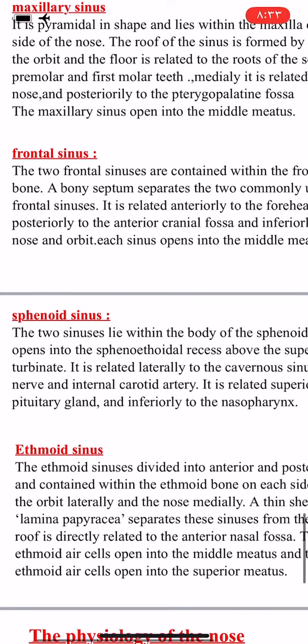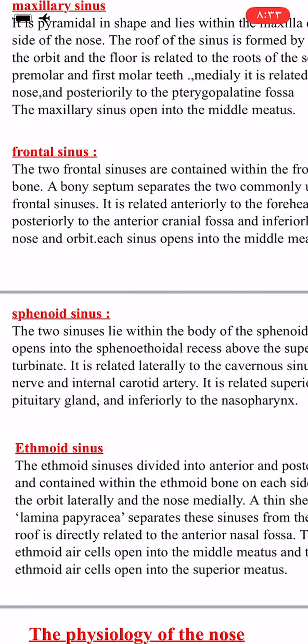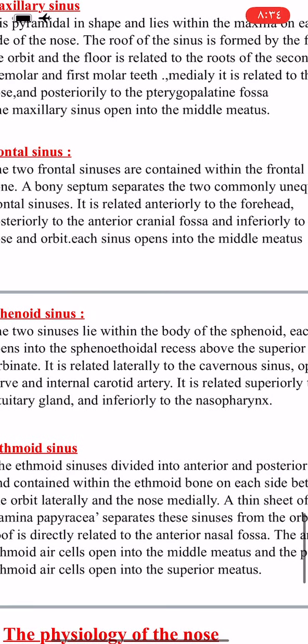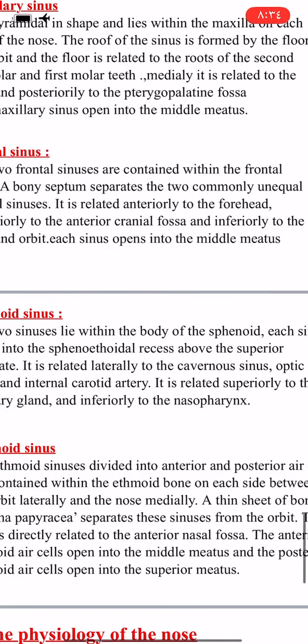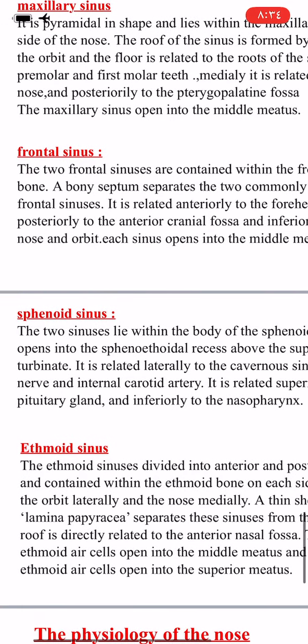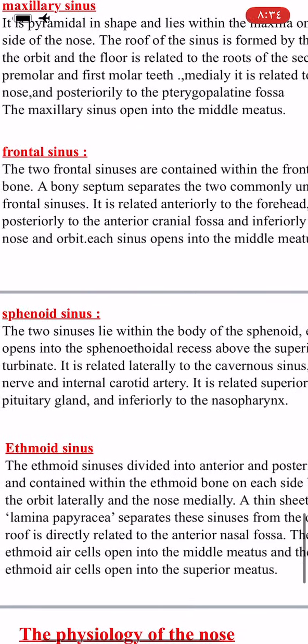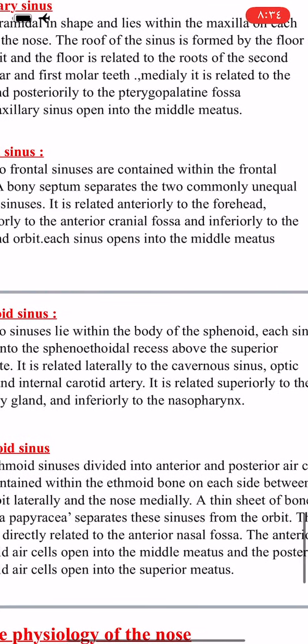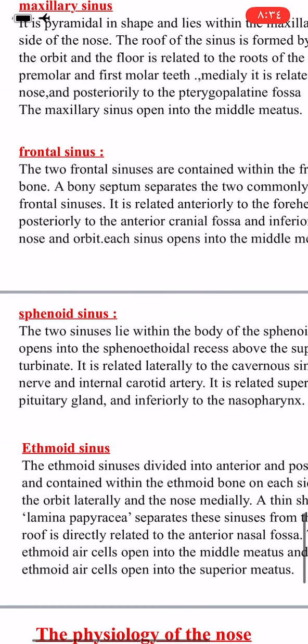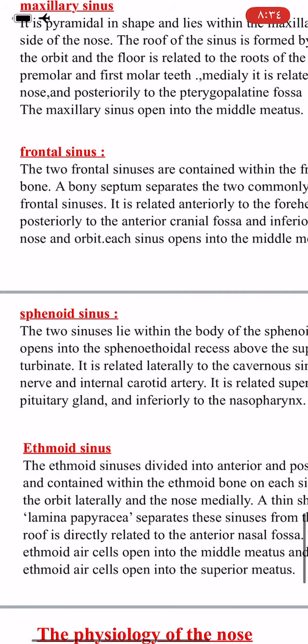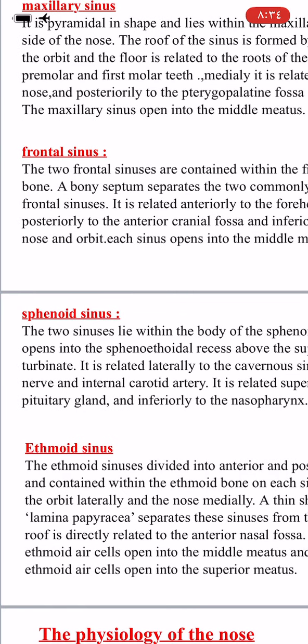Frontal sinus. The 2 frontal sinuses are contained within the frontal bone. A bony septum separates the 2 sinuses, commonly unequal. It is related anteriorly to the forehead, posteriorly to the anterior cranial fossa, and inferiorly to the nose and the orbit. Each sinus opens into the middle meatus.